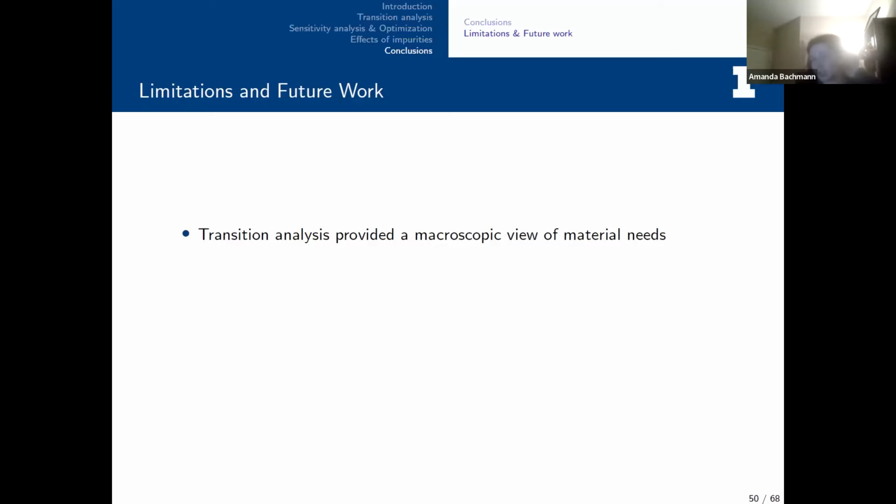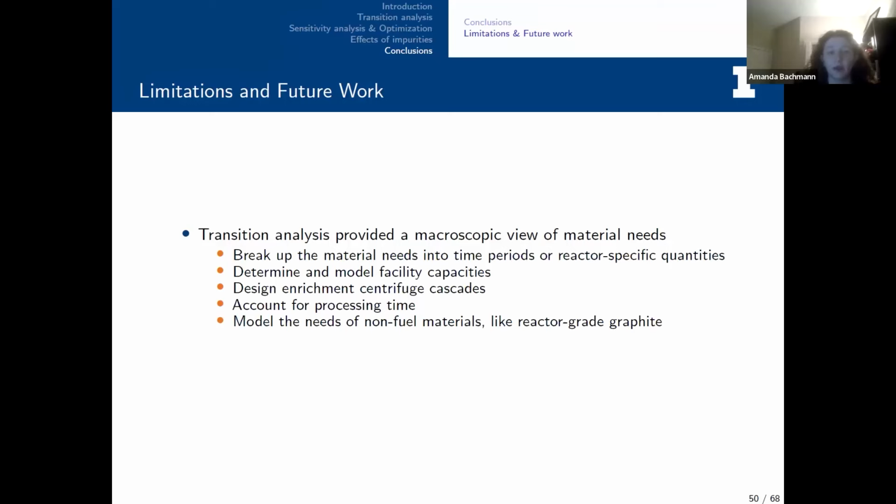So the transition analysis here really provided what I call a macroscopic view of material needs. I looked at things on a pretty aggregate level, but for future work, you can really dig into some of those finer details of what's needed exactly for each reactor, what's needed exactly for each fuel type. If you break up your enrichment facilities into the category 3 and category 2 facilities, what would each one look like? What would your cascades look like? Just getting more detailed and more into the weeds of this fuel cycle specifically.